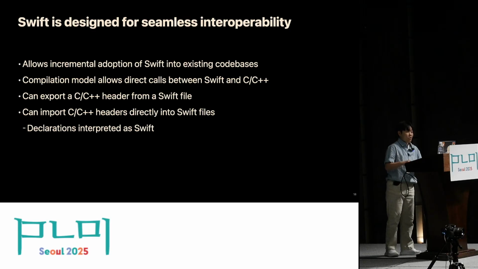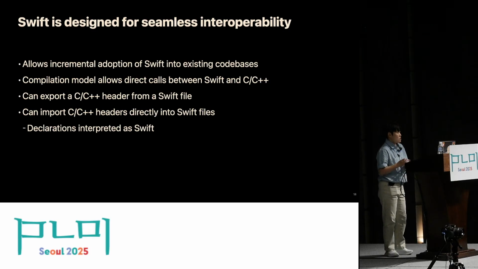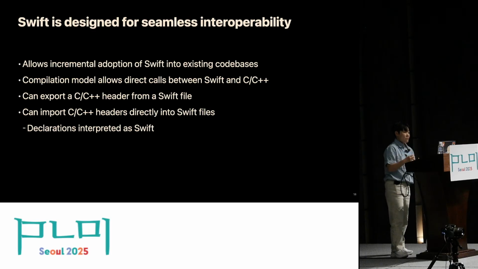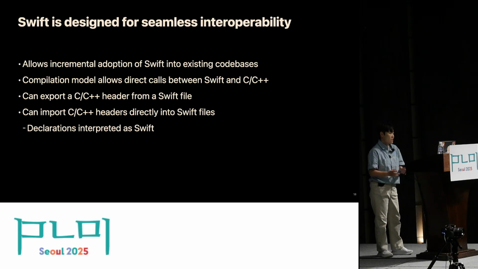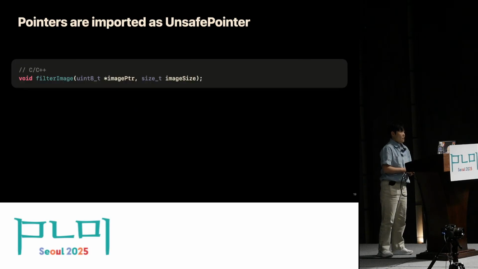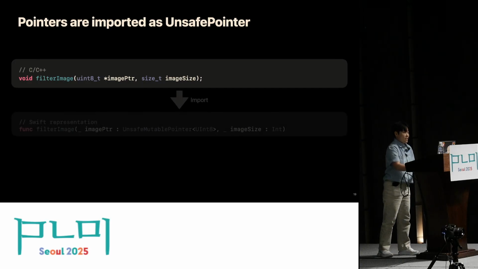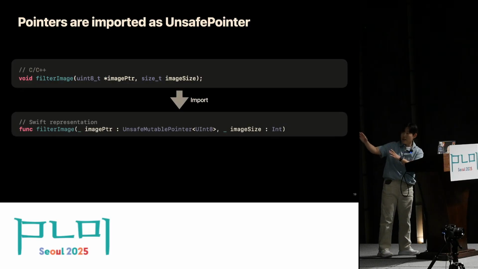That is, the Swift compiler can export a Swift interface as a C or C++ header, allowing C or C++ code to directly call a Swift function. Similarly, Swift can directly import C or C++ headers so that C or C++ types and declarations are interpreted as if they are written in Swift. For example, this C function is imported into Swift exactly as if it were declared like this in Swift.